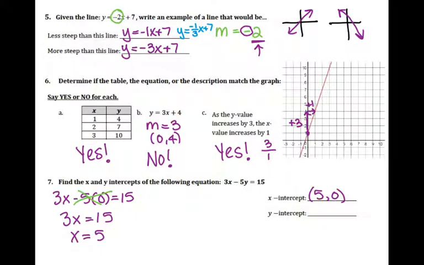Now for my y-intercept, I'm going to plug in 0 for x. And of course, when I do plug in 0 for x, that portion of my equation is going to disappear, right? Because 3 times 0 is just 0. So really what I can do is just write out the equation negative 5y, don't forget your negative, equals 15. Divide both sides by negative 5, and you get y equals negative 3. For my y-intercept, x is 0, y-coordinate is negative 3.